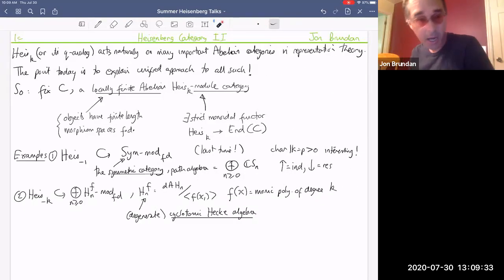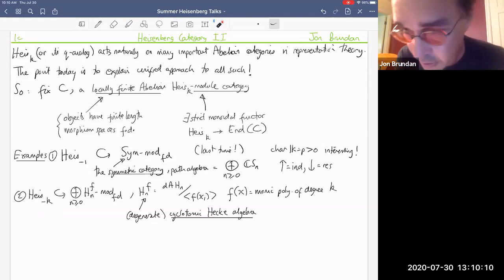Next example, generalizing that first example, any negative central charge, Heis minus k, it acts on modules over these algebras Hn upper F, which are the cyclotomic Hecke algebras. So these are the quotients of the degenerate affine Hecke algebra, where you impose some polynomial relation on the first Jucys-Murphy element. And if that polynomial is monic of degree k, this gives you an action of the central charge minus k Heisenberg category on that. So again, the up arrow is acting as some natural induction functor, and the down arrow is the adjoint restriction functor in that example.